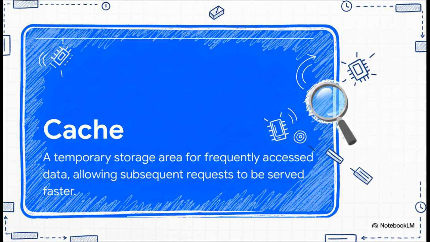And our number one tool for making things faster is the cache. You can think of it like the system's short-term memory. Instead of going all the way to the database every single time for common requests, the web server checks this super fast in-memory storage first. If the data's in the cache, the response is lightning fast.